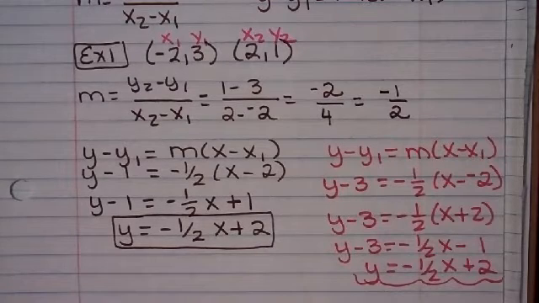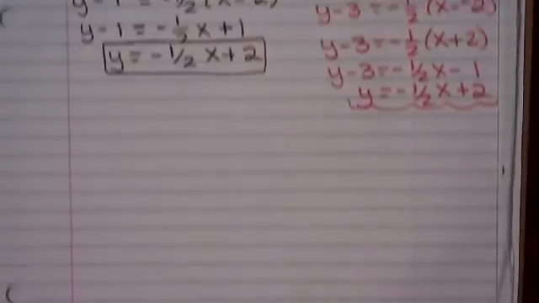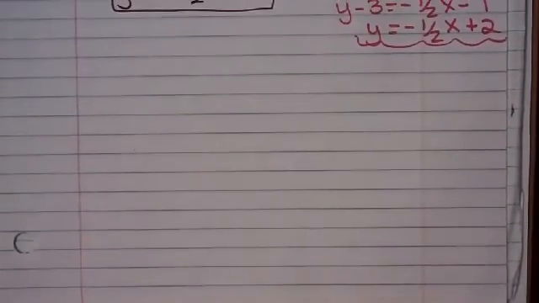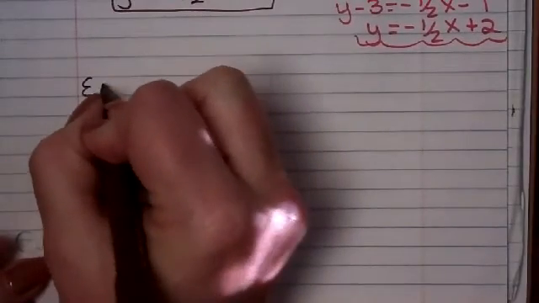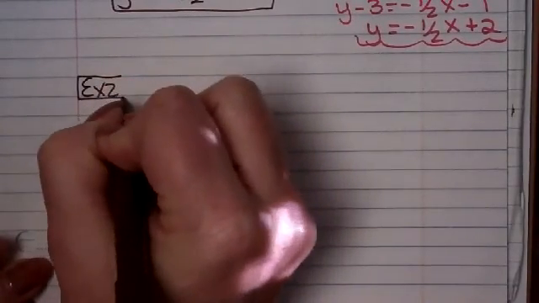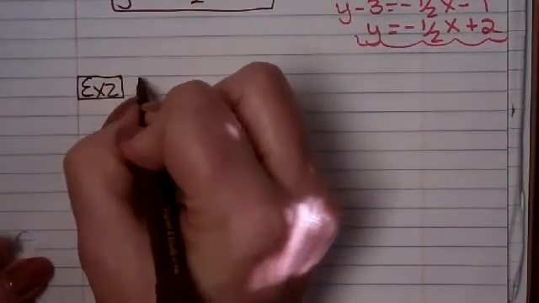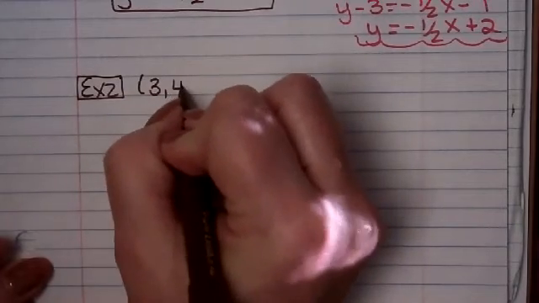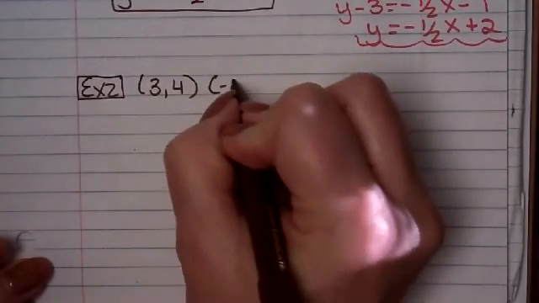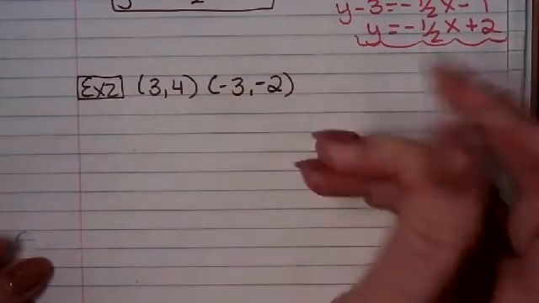Think about it. Okay. Now, pause, copy this down, and then we'll go to example 2. Okay. Example 2. My points are 3, 4, and -3, -2.